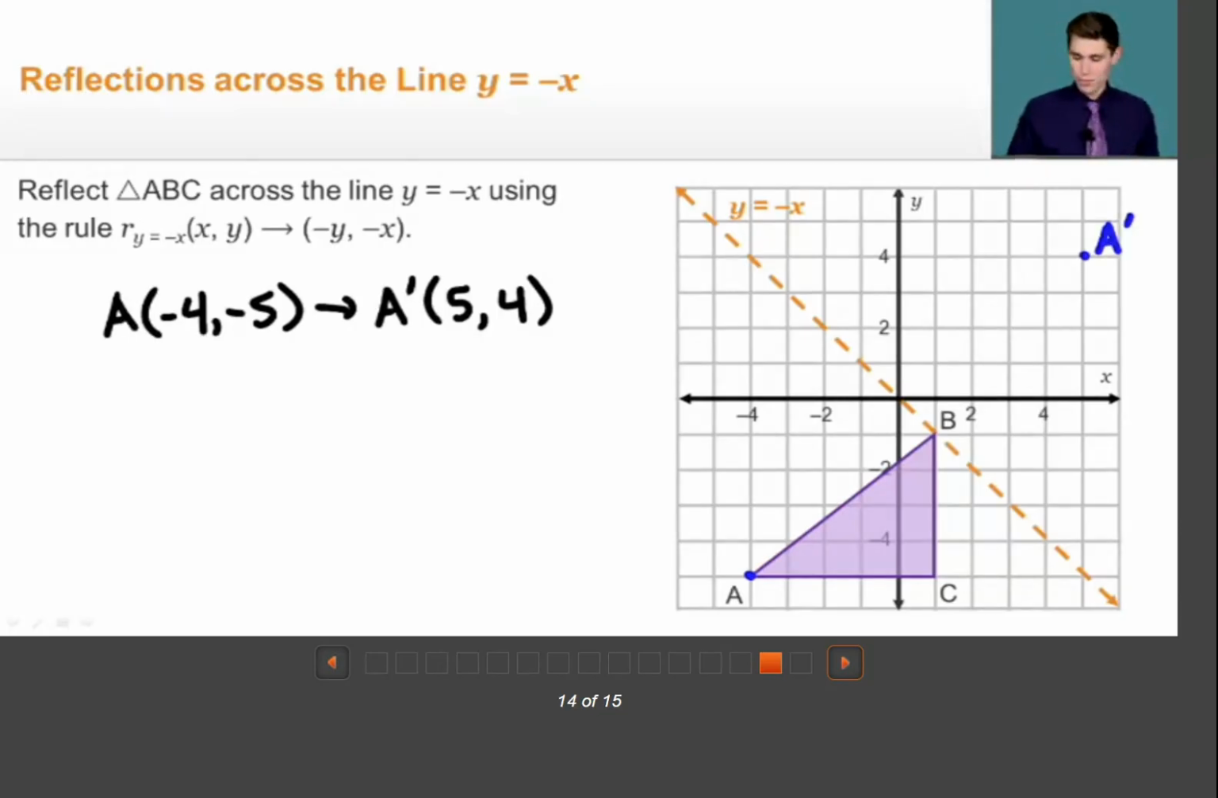Great, let's take a look at point B. Now I notice that point B is on the line of reflection. That means that it's going to map to itself. But let's apply the rule just to make sure that it holds true.